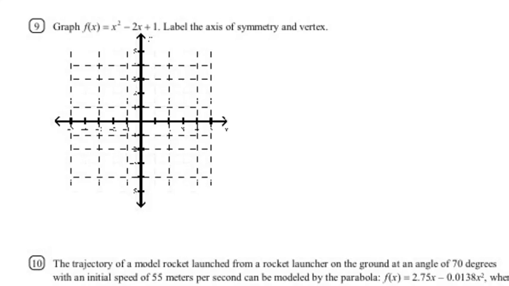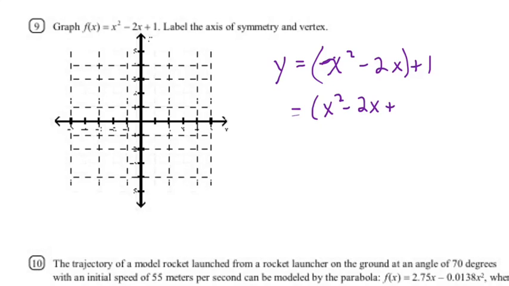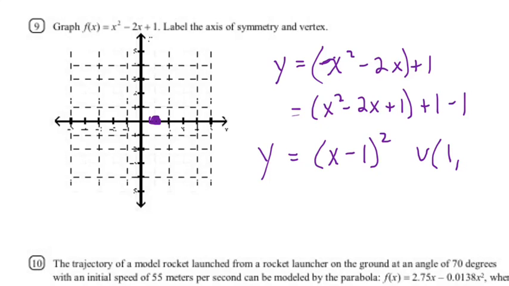Problem 9, graph this. y equals x squared minus 2x plus 1. So I'm going to group those two. I take the 2 and divide it by 2 and square it. I added 1, so I subtract 1. So I'm getting x minus 1 squared plus 0. So this is going to be shifted to the right by 1, so its vertex is at 1, 0. Parent function y equals x squared.